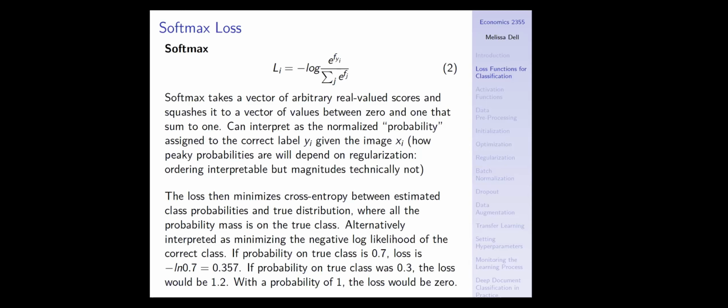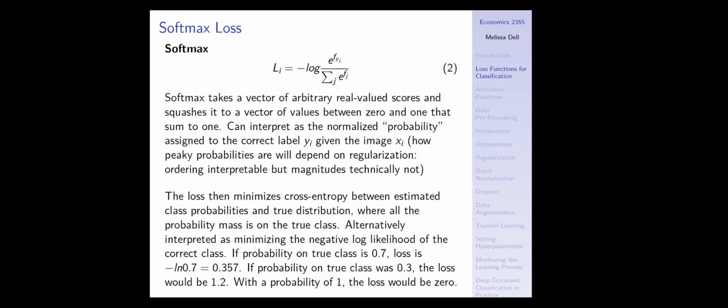And so this loss, which is also called the cross entropy loss, then minimizes the cross entropy between estimated class probabilities and the true distribution, where the true distribution has all the probability mass on one class, right? Because we know what the true category is. And so alternatively, you can just interpret this loss as minimizing the negative log likelihood of the correct class, which you can see from the form of the loss there.